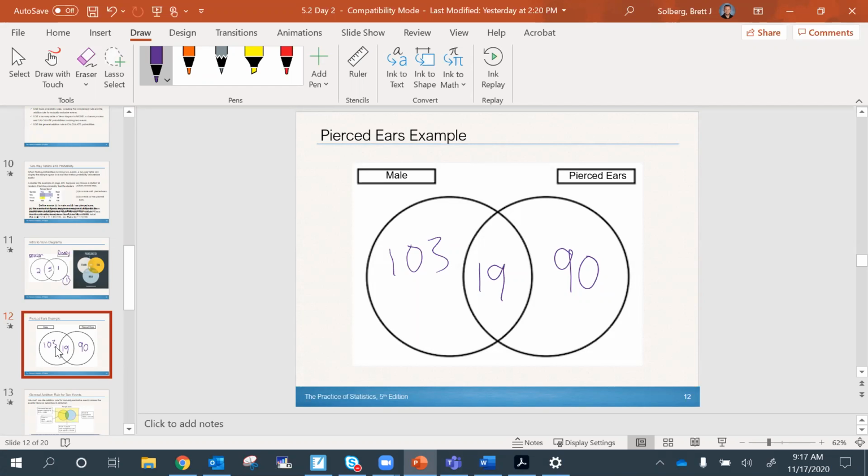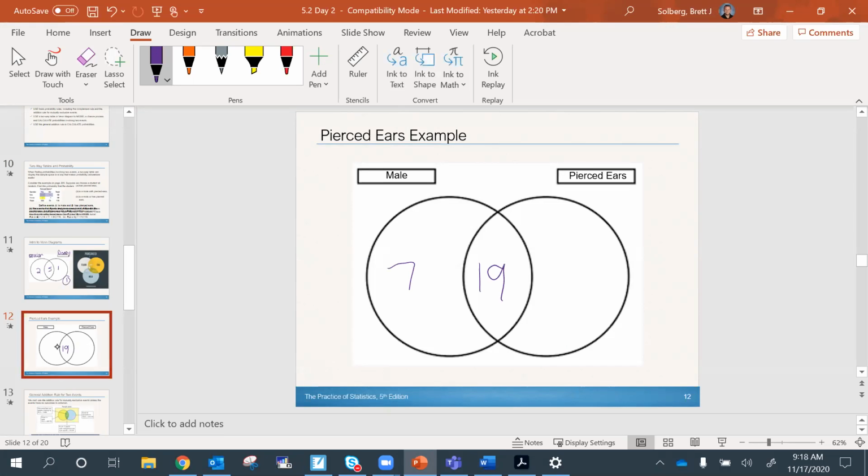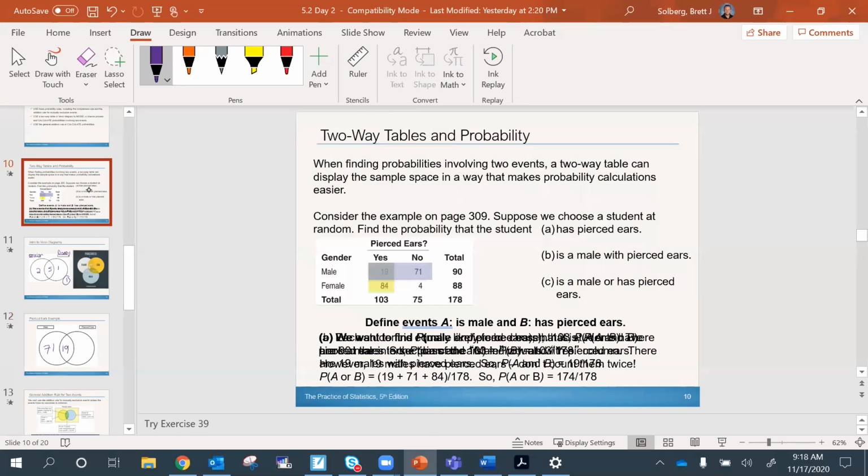So the 19 is in the correct position, right? Because there were 19 who were males who had pure steers. That's correct. But then looking back at this, how many of our males did not have pure steers? 19 of the males had pure steers, but 71 didn't. So the total for the circle for males should be 90. So when I do 71 plus 19, I should get 90, but this says 71 did not have pure steers, 19 did.